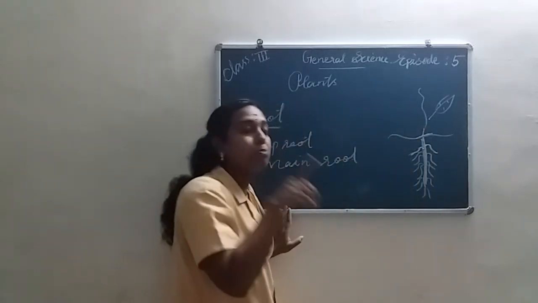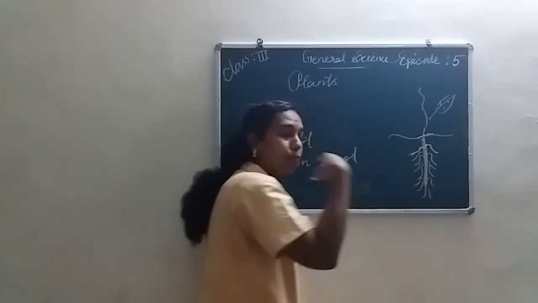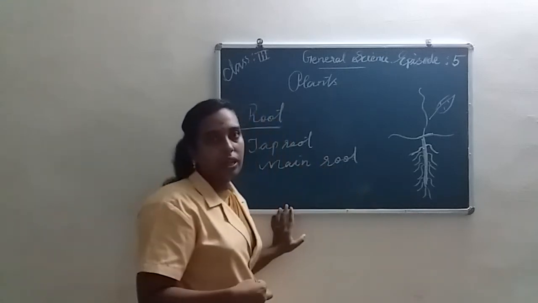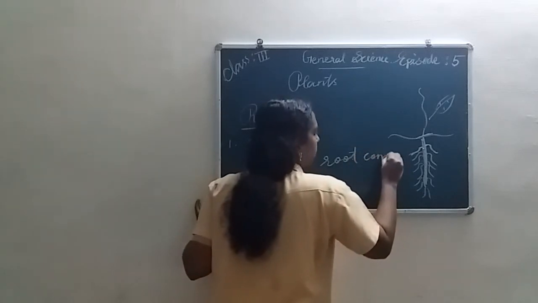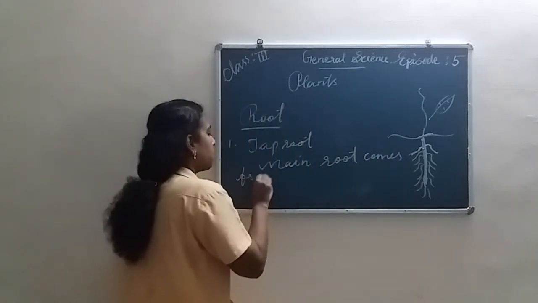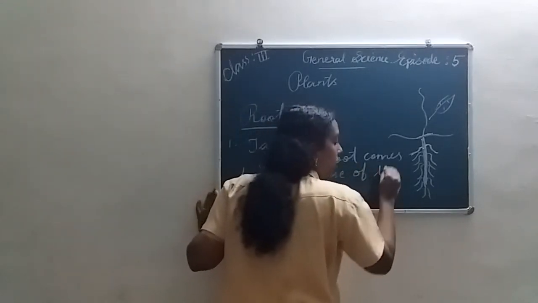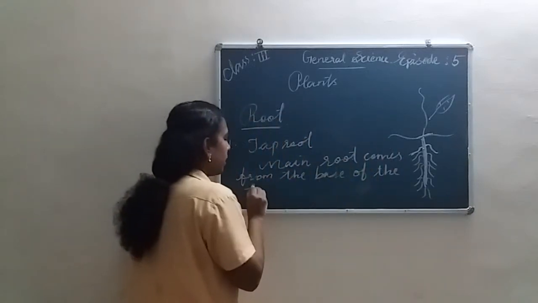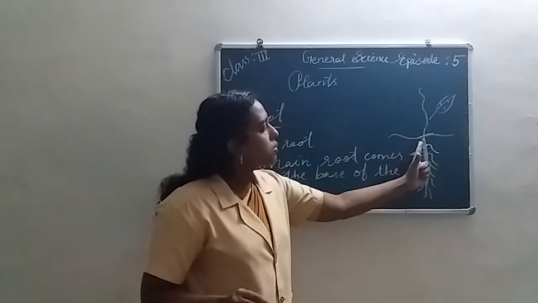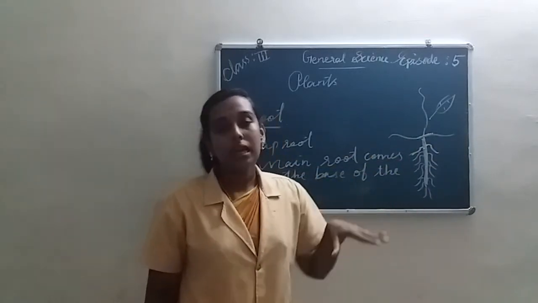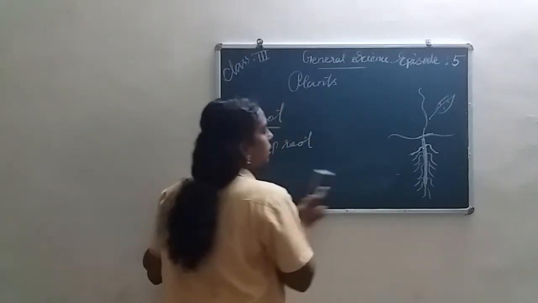So in taproot, the main root comes from the base of the stem, and from the main root many small roots come out. These types of roots are called taproot.